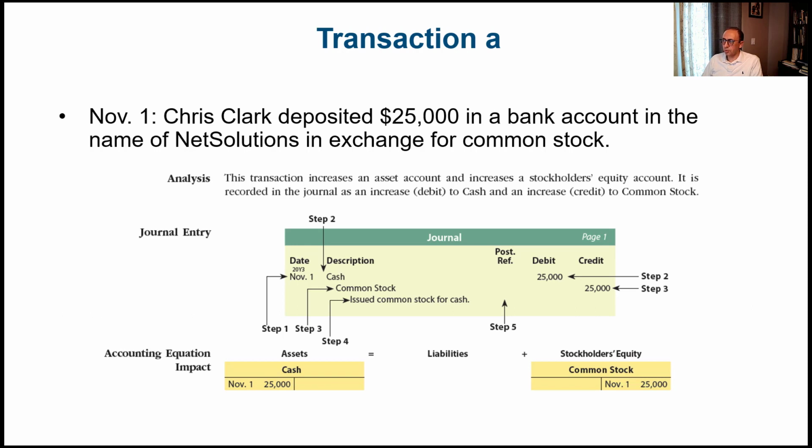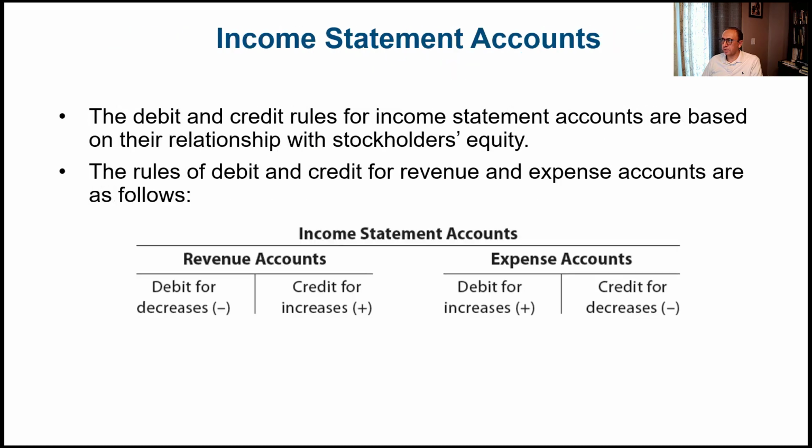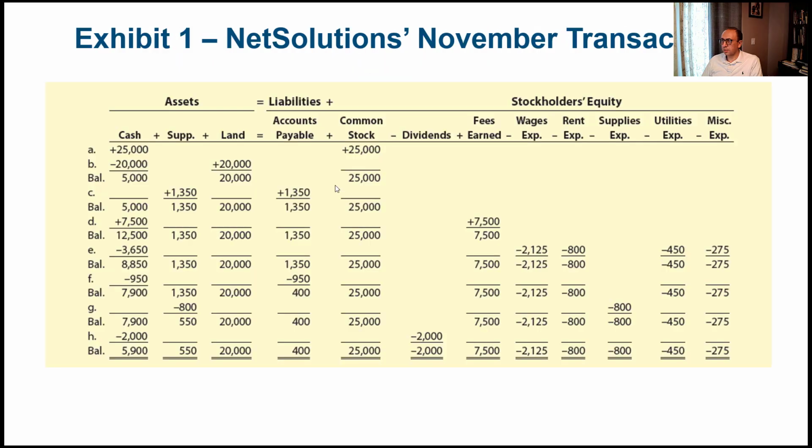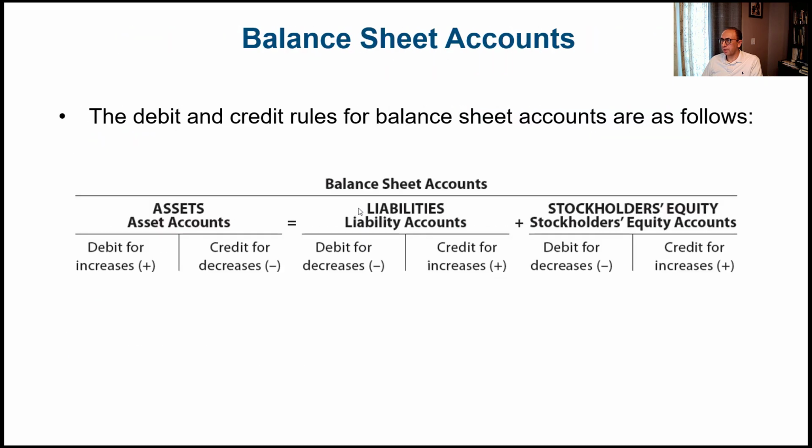The other account that was affected was common stock. And if I can just do a quick flashback to this here, see the two accounts that were affected when Chris Clark invested $25,000 in the business were the $25,000 cash under assets and $25,000 under common stock. So let me go back here.